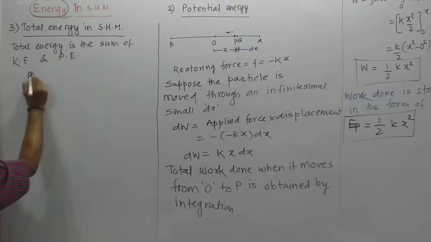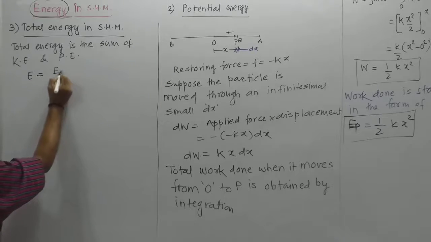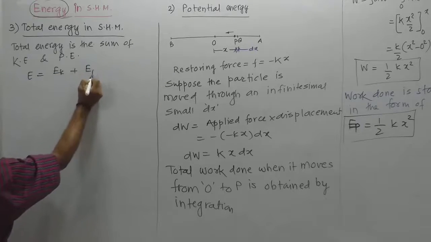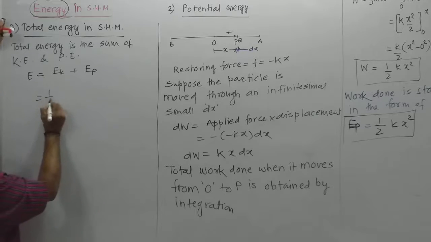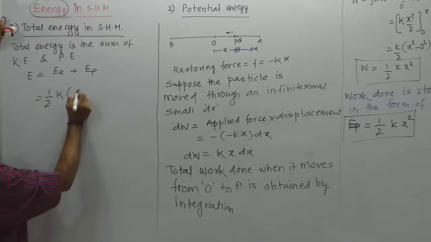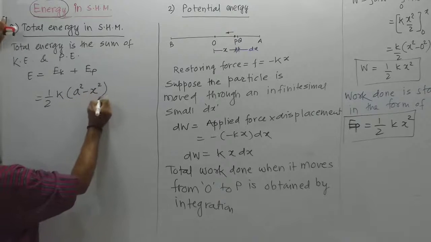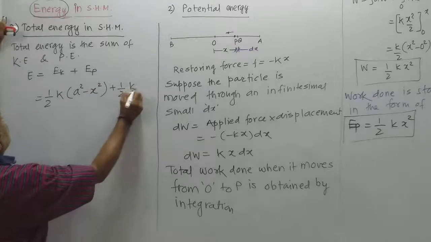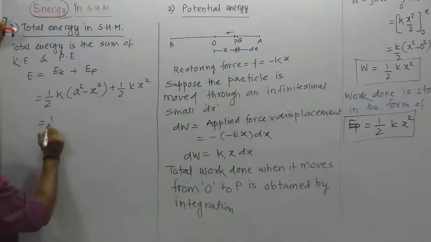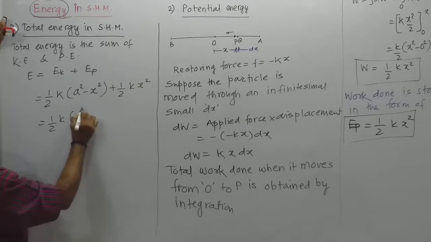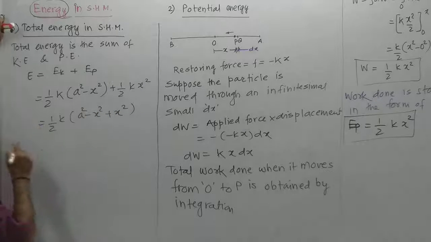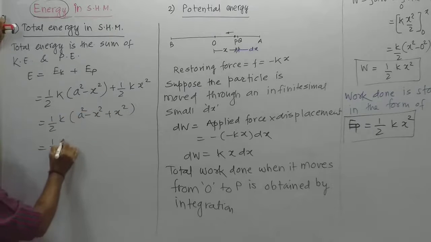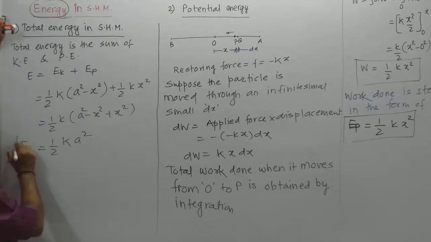So total energy E is equal to Ek plus Ep. Ek is the kinetic energy, Ep is the potential energy. Ek is half K (A square minus x square) and potential energy is half Kx square. So you can take 1 by 2 K common, (A square minus x square) plus x square. Minus x square plus x square gets cancelled. You get 1 by 2 KA square as total energy.